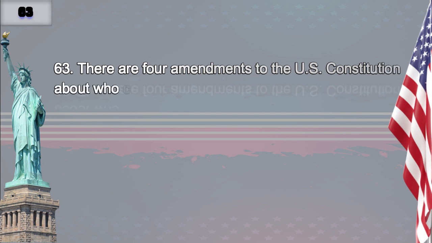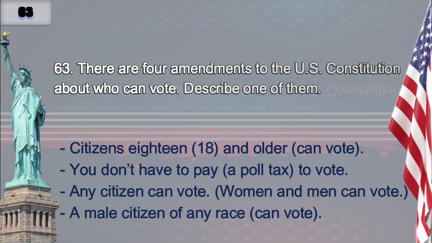Question 63. There are 4 amendments to the U.S. Constitution about who can vote. Describe one of them. Citizens 18 and older can vote. You don't have to pay a poll tax to vote. Any citizen can vote. Women and men can vote. A male citizen of any race can vote.